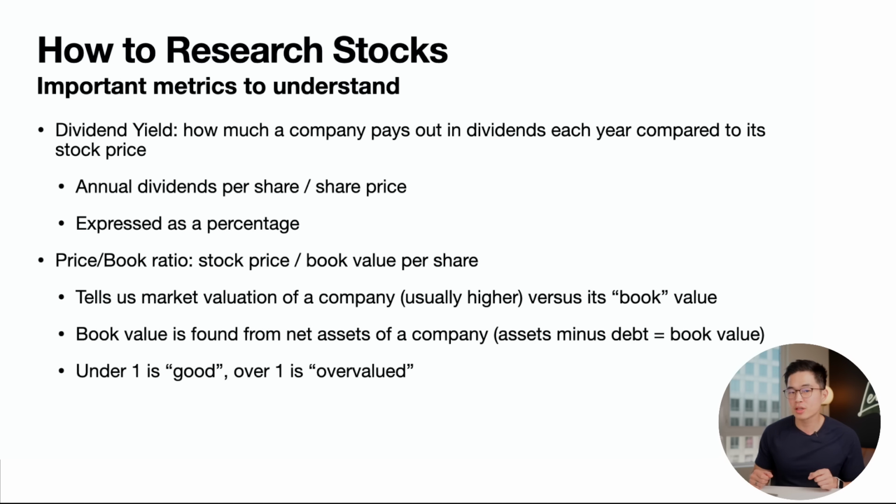Another great metric to learn is the price to book ratio. For this, you take the stock price and divide it by the book value per share. This helps tell us the market valuation of a company, which is usually higher, versus its book value. The book value is found from the net assets of a company, so basically you're taking your assets minus your debt, and that gives you your book value. If you have a price to book ratio of under 1, that is considered good. And if you have a price to book ratio of over 1, that technically means that it could be overvalued.